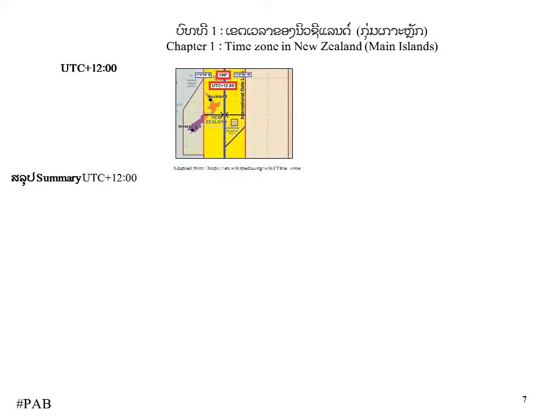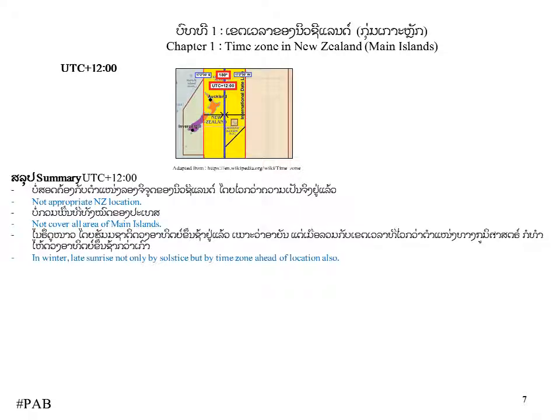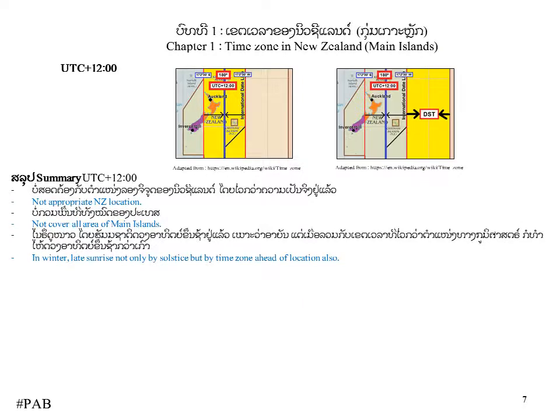Summary of UTC+12: Not appropriate for New Zealand's location. Not covering all areas of the main island. In winter, late sunlight is caused not only by the solstice but also by the time zone being ahead of the location.